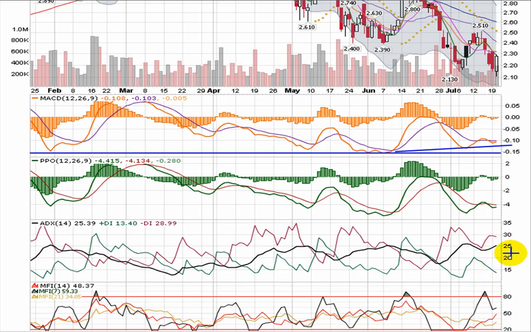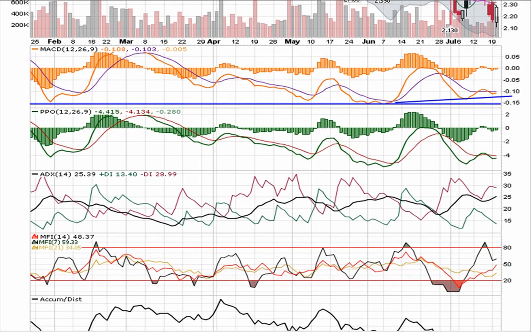So what we want to see is this positive DI start moving north and the negative DI start coming south, and look for some crosses here over the next several days and see if we can get this trending up, getting some strength to it.